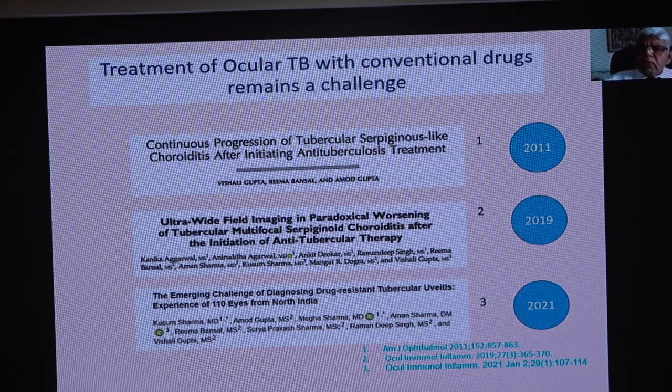When you do conventional photography, we found almost 15%, but when we extended that using ultra-wide fundus imaging tools like Optos, we found that nearly 45 to 50%, and that is the universal experience. Nearly 50% of the patients with TB serpiginous-like choroiditis will show a paradoxical worsening when you start anti-TB drugs, and you certainly need to give them a regular dose of oral corticosteroids.